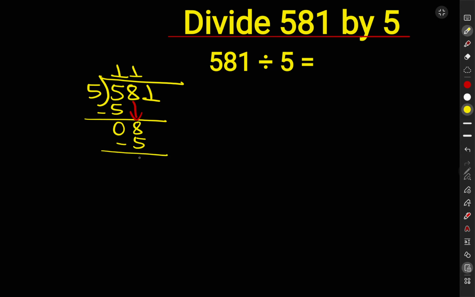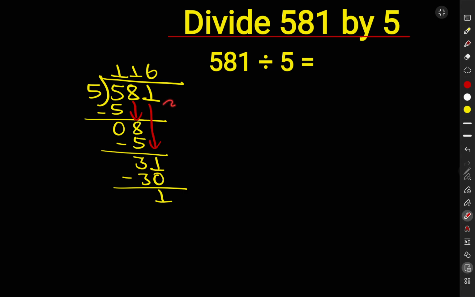On subtracting we get 3. So now we put down this 1 and it is 31. 5 times 6 is 30. On subtracting we get 1.